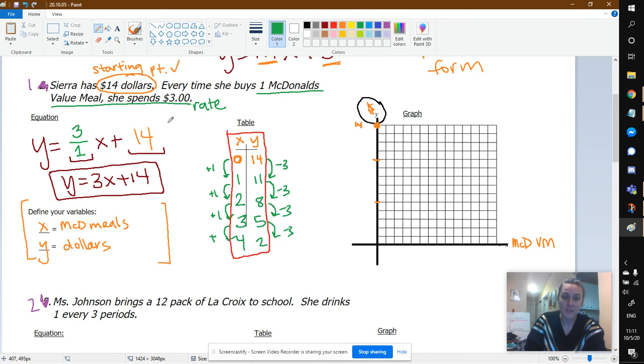So our starting point is the dot on the y-axis at 14. Then our rate going over one value meal, sorry, one Happy Meal, over one value meal goes down $3. So here's our next point.